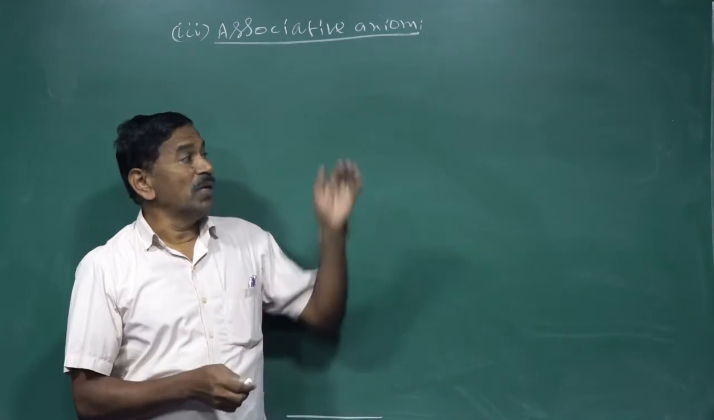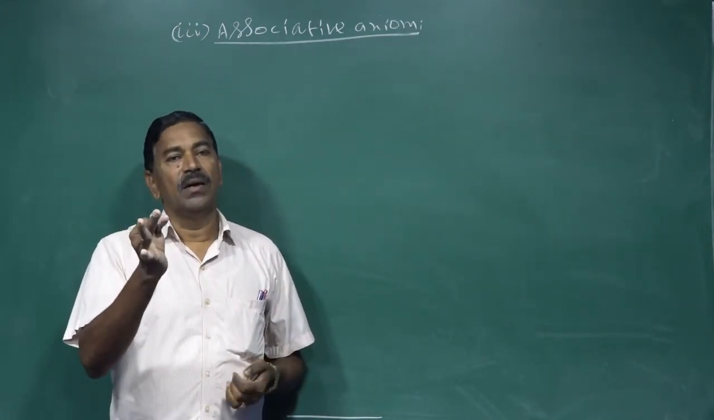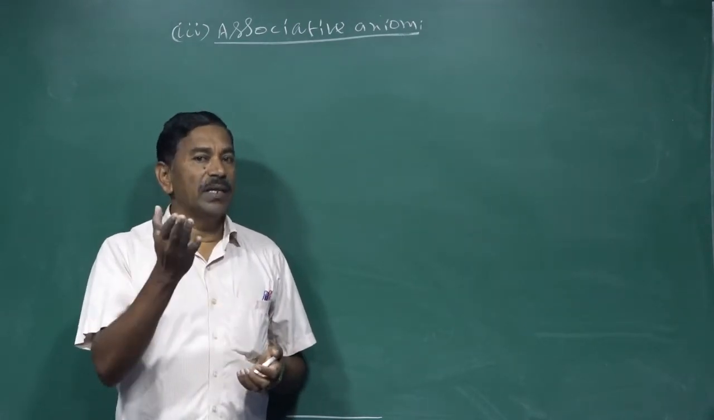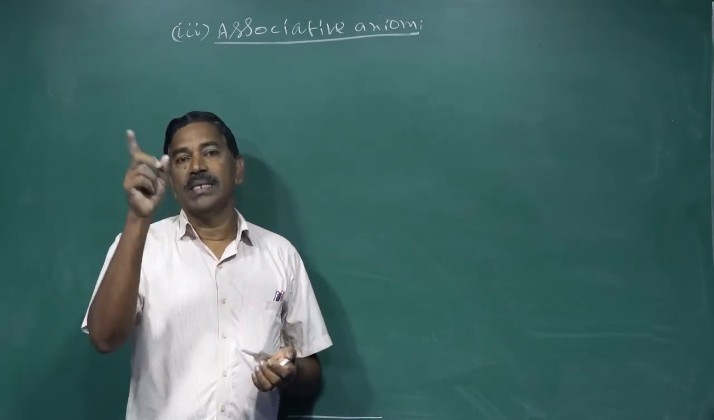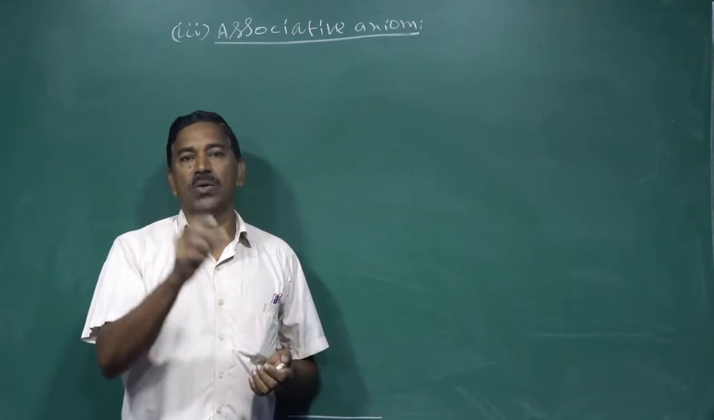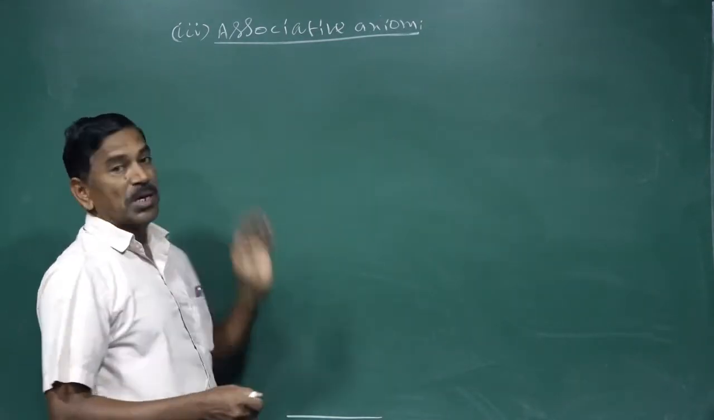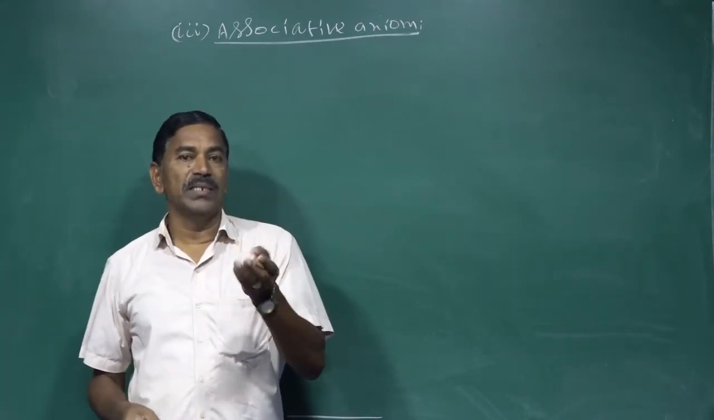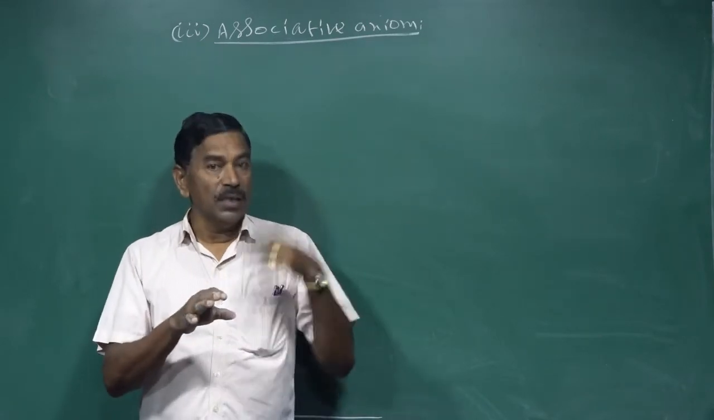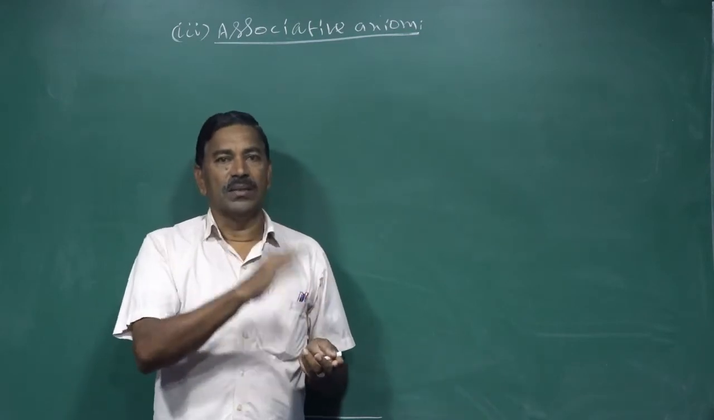Now, here we take the 3 elements: capital X, capital Y, capital Z. These 3 are matrices of the same order, 2 by 2, where the entries are small x, small y, small z. Now I want to take the LHS of the associative axiom for XYZ. The axiom is X into (YZ) equals (XY) into Z. That we want to prove.